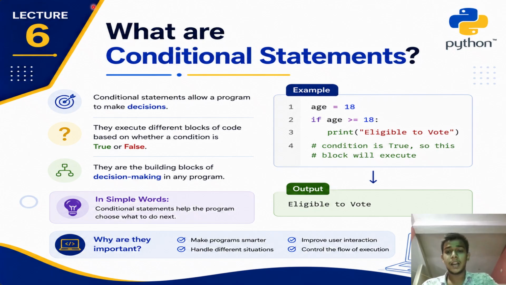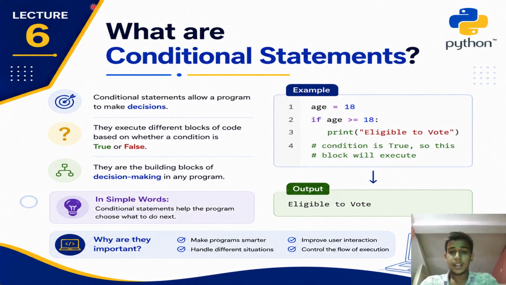Think about a simple real-life example. Suppose you are eligible to vote only if your age is 18 years or above. If your age is less than 18, you are not allowed to vote. So the decision depends on a condition. The same idea is used in programming. Conditional statements help the program choose what to do next. This is why we call them the building blocks of decision making in programming.